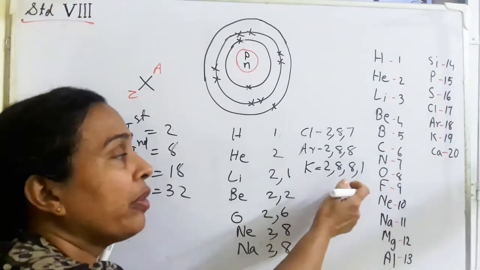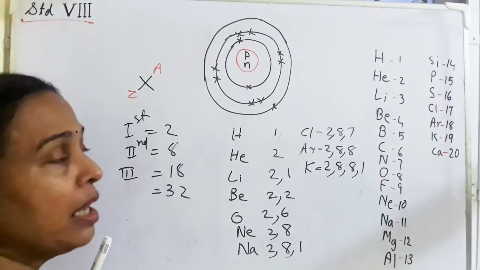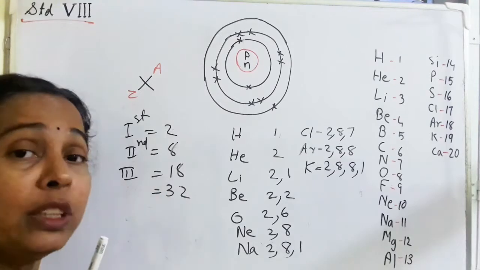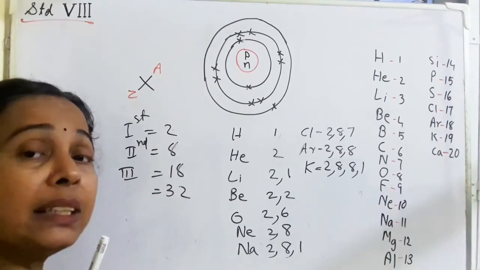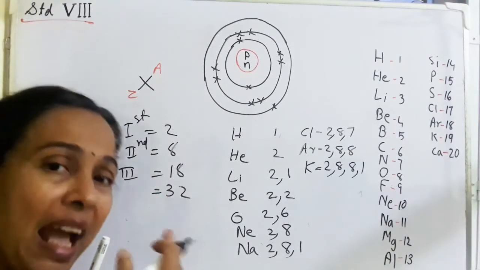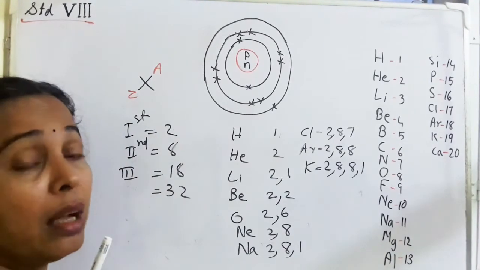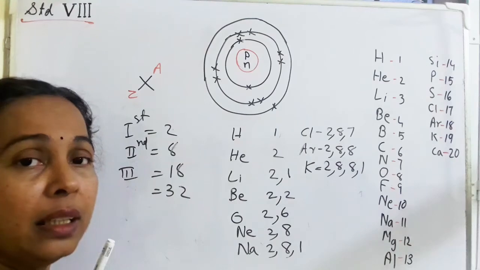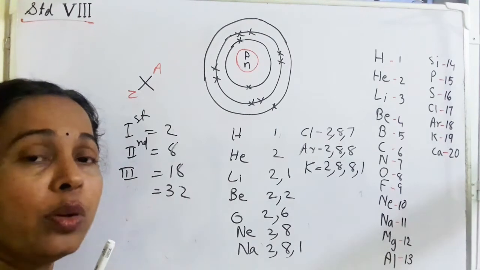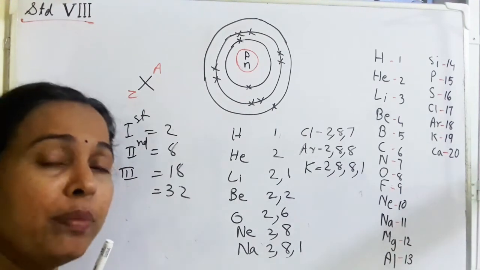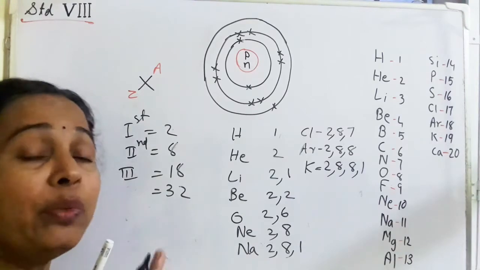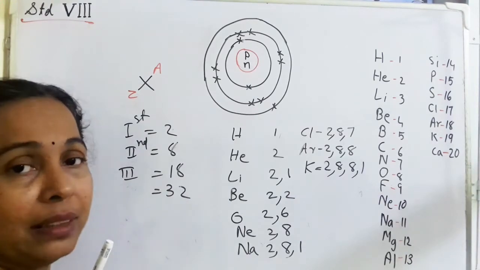Why, ma'am? Now you have written like this. That is your doubt, right? But the 2n square rule says that the maximum number of electrons that can be accommodated is according to n square. But the octet rule says that the maximum number of electrons in the outermost shell should not be more than 8. So which rule is more important?